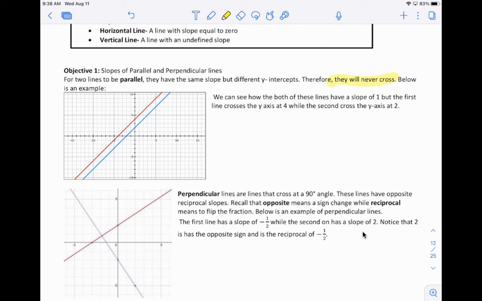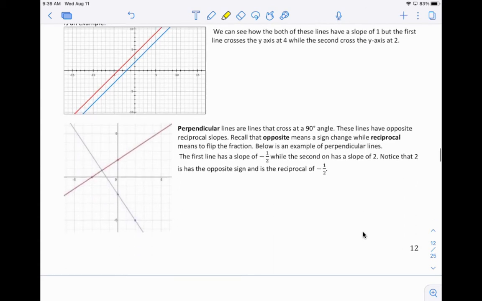They'll never have the same y-intercept. If they do, it's the exact same line, right? If you have the same everything, then you're just talking about the same line. But if they have the same slope, but different y-intercepts, different sets of points, different visual looks like you see on the page here, then those are parallel lines.